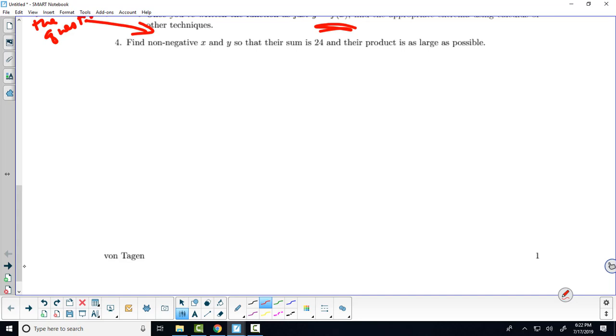All right, so let's find two non-negative x and y so that their sum is 24 and their product is as large as possible. All right, for this problem, it doesn't really make sense to draw a picture. This is the only one of today's questions where it doesn't really make any sense to draw a picture. Okay? All right, so the next thing we need to come up with is our optimizing function.